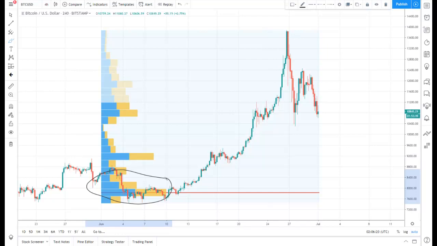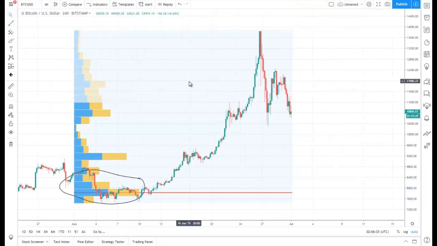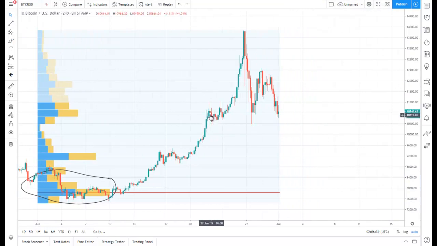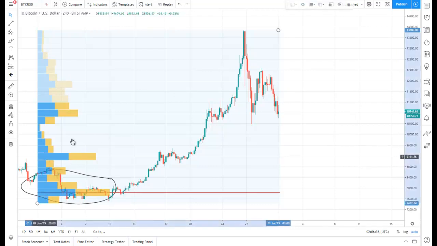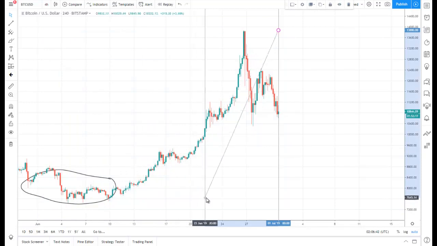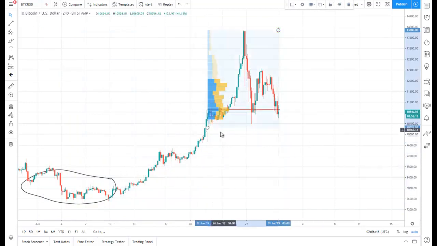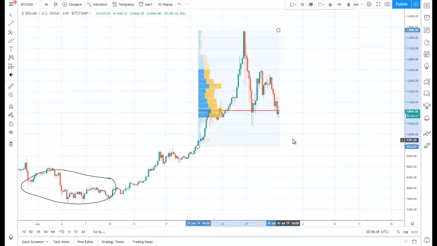Now, because what we want to do with the volume profile is to hunt for entries, what we're going to do right now is we are going to look at the volume profile over the past few sessions or over the past week. So what we're going to do is we're going to click on the volume profile and then bring the range to June 22nd or the past week or so.